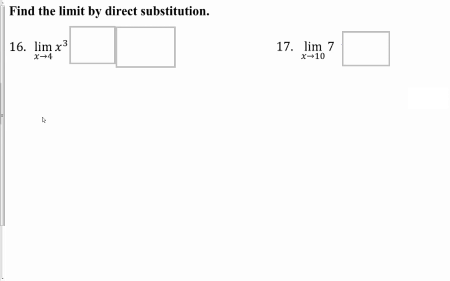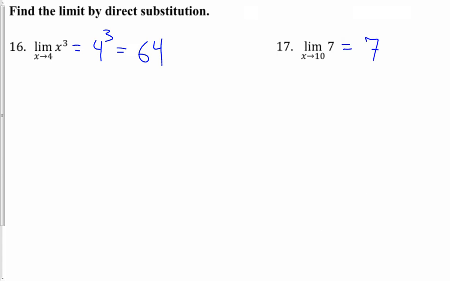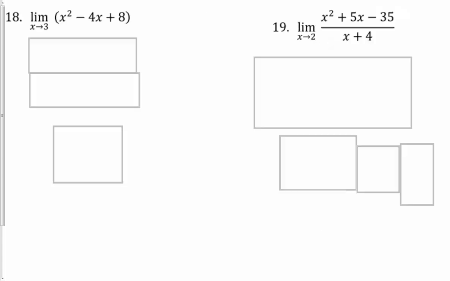And so we're going to do some of these. Starting off, limit of x cubed as x goes to 4. Well, that's going to be 4 cubed, which is 64. Pretty straightforward. The limit of 7 as x goes to 10. I don't see an x, so the limit is going to be 7, right? It's a constant. Limit of x squared minus 4x plus 8 as x goes to 3. You could try some of these on your own by pausing the video and testing out if you got it right.